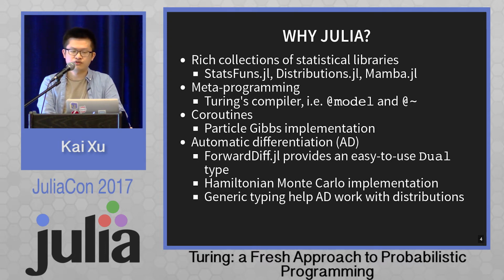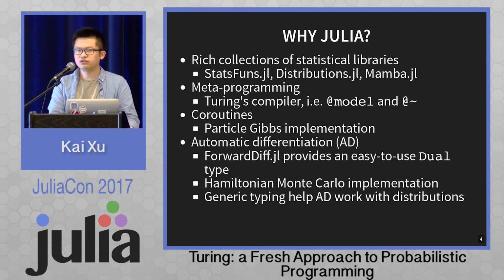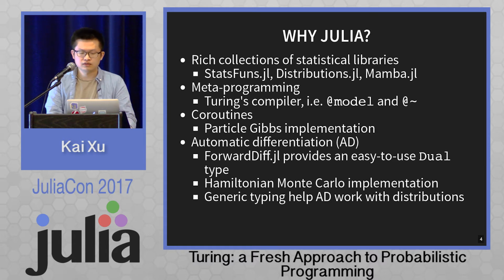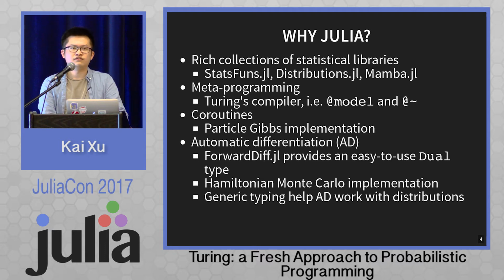And also automatic differentiation. The ForwardDiff package provides a very easy to use dual type. We have some samplers which use gradient information to run MCMC algorithms, and our HMC implementation uses AD from the ForwardDiff package. The next thing is that the generic typing of Julia makes AD work all the way with all the differentiable distributions in the Distributions package. So basically, if the model itself is differentiable, the AD will just get the gradient you want.